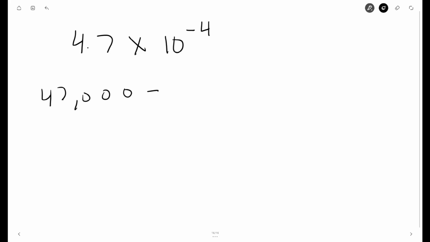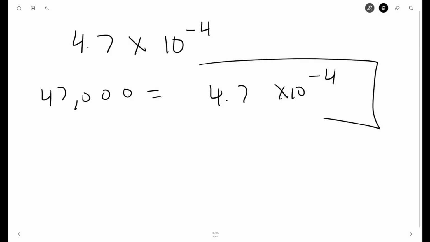That means that we need to put 4.7 and then multiply times 10. And how many times did we move the decimal point to the left? 4 times. So that means this has to be 10 to the -4. That means that 47,000 is equal to 4.7 times 10 to the -4. So this is in standard form.